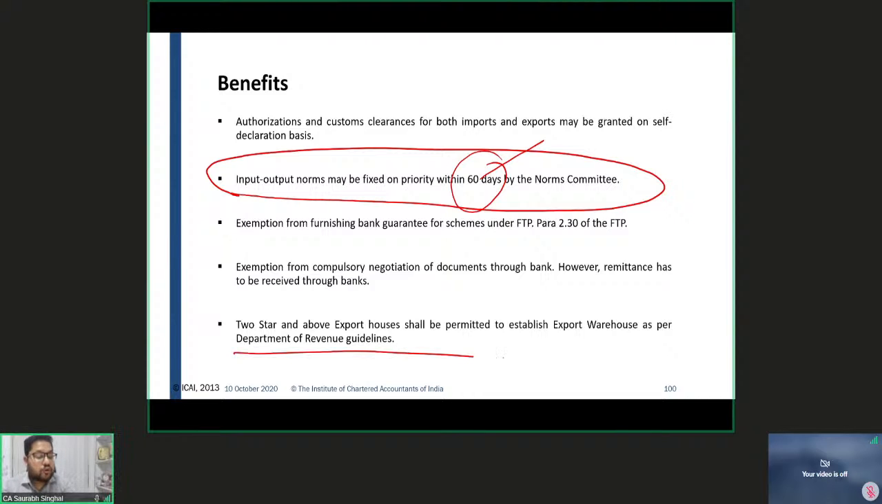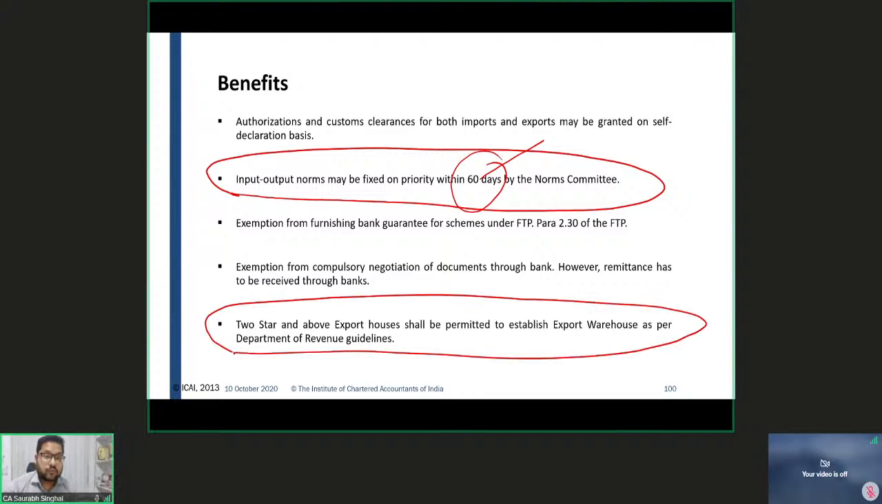You may also be allowed to establish an export warehouse. What is an export warehouse? A warehouse which can be established outside the country and where you can store the goods without having the mandate of receiving the foreign exchange within the FEMA guidelines. Otherwise, if you export goods, you have to get foreign currency within 9 months or 1 year, whatever is the time limit as per FEMA. But if you are an export house, you can establish a foreign export warehouse without having the mandate of receiving foreign exchange within the specified time.